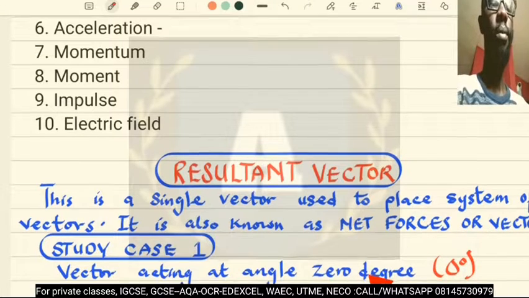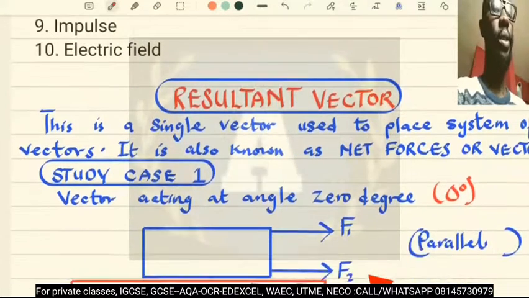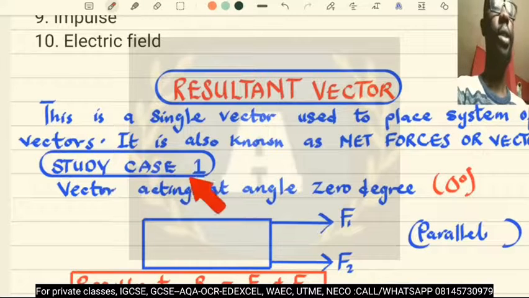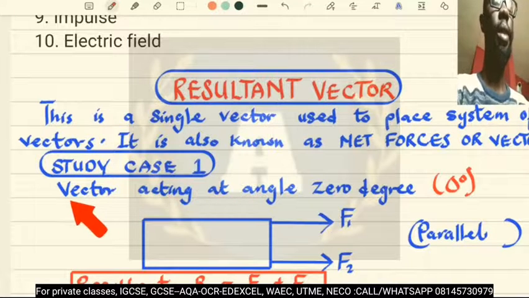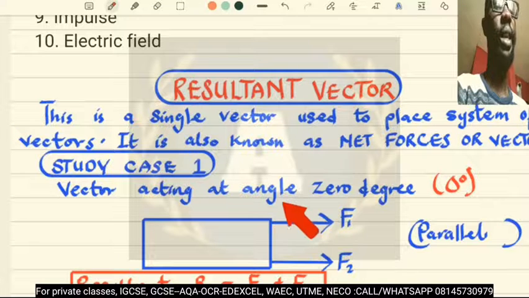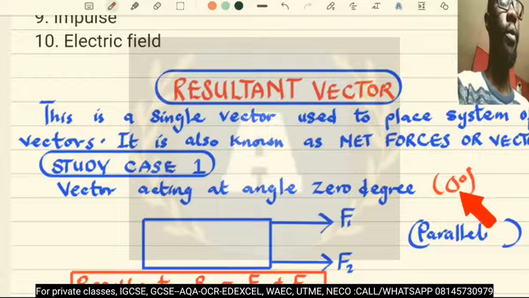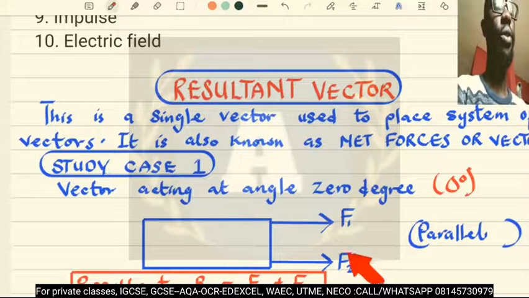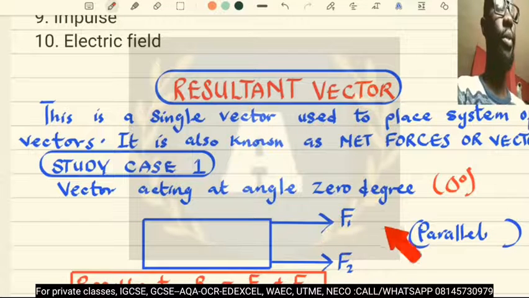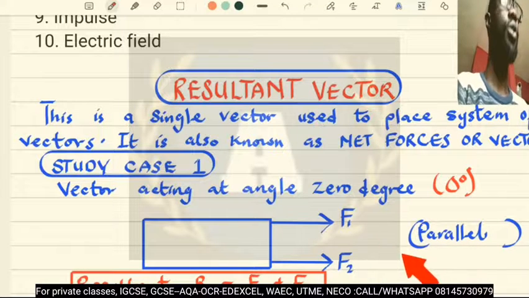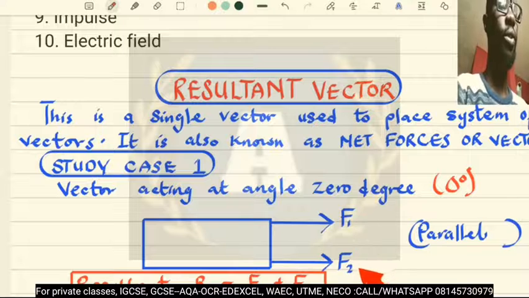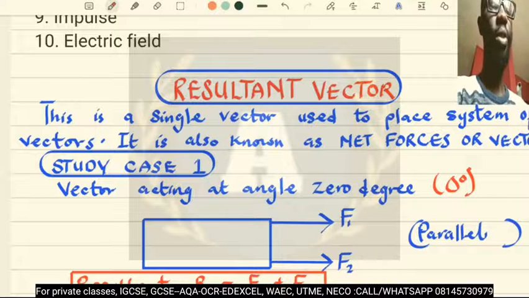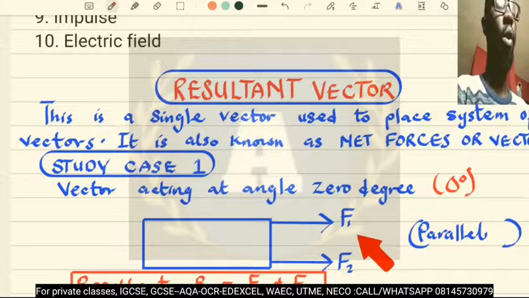So now we have different cases. I'm going to explain the first case, case 1. The first case is vectors acting at an angle of 0 degree. The two vectors act in the same direction on an object, which means the two vectors will be parallel to each other. So when you have the vectors in such a way, the resultant will be the sum of the two vectors.